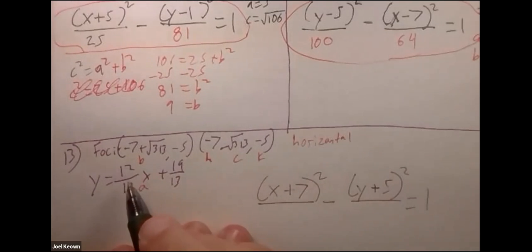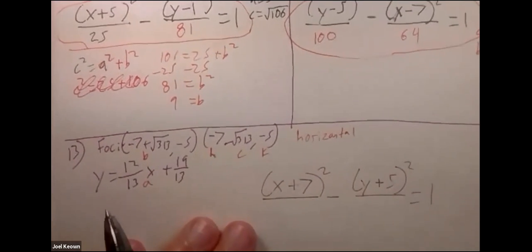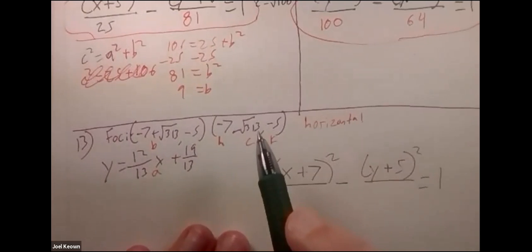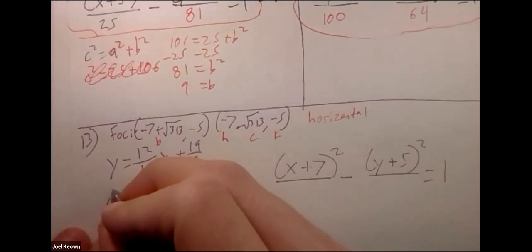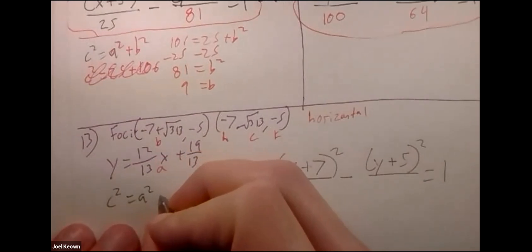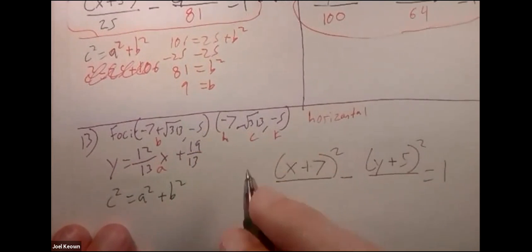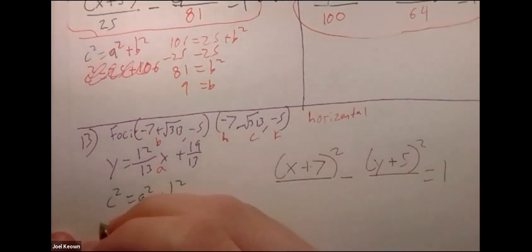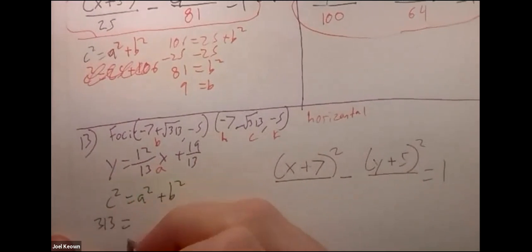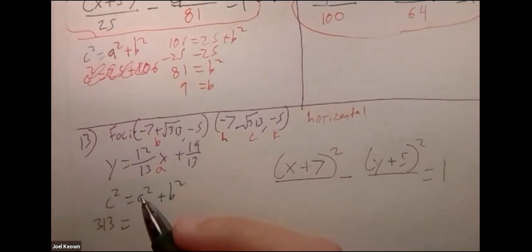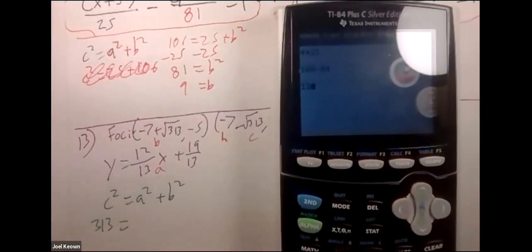A and B. Well, again, I think this is B, I think this is A, but it could be simplified. Let's find out for sure. I can find out for sure because I know what C is. So let's think about it. C squared equals A squared plus B squared. C squared would be 313. A squared would be 13 squared. Let's see here. 13 squared, 196.